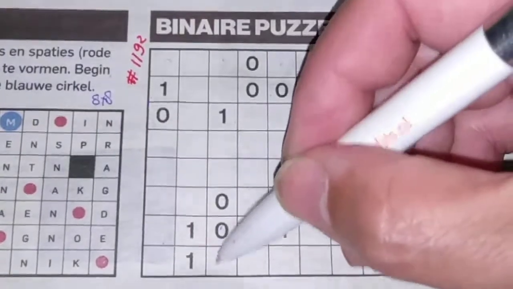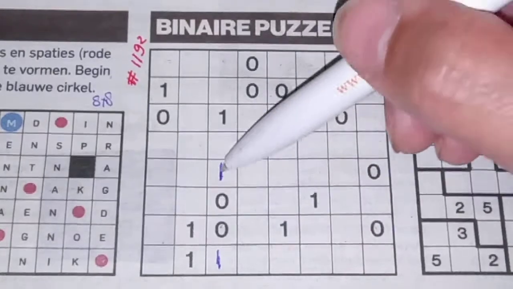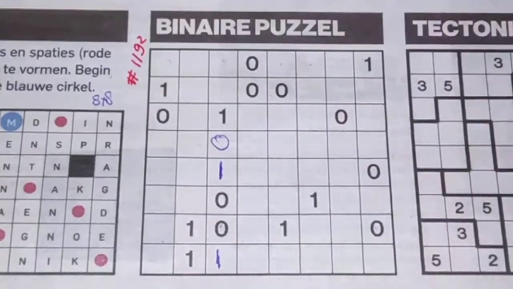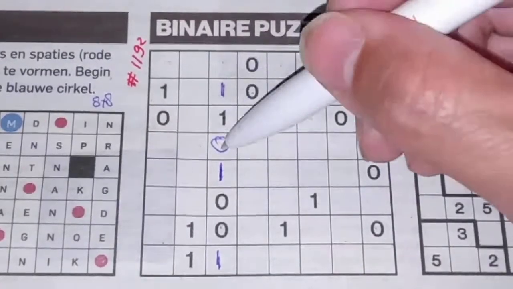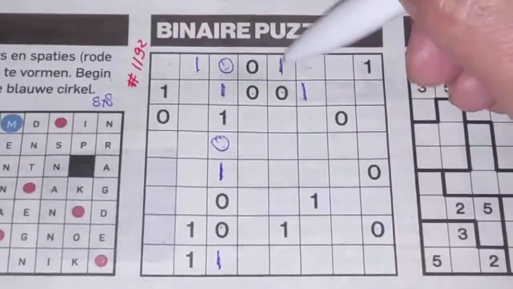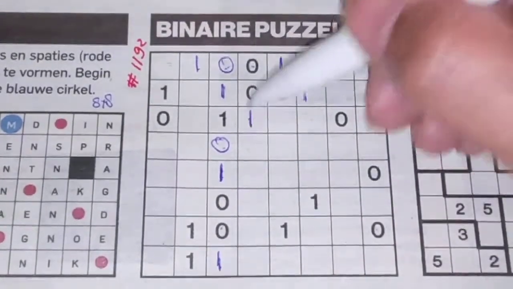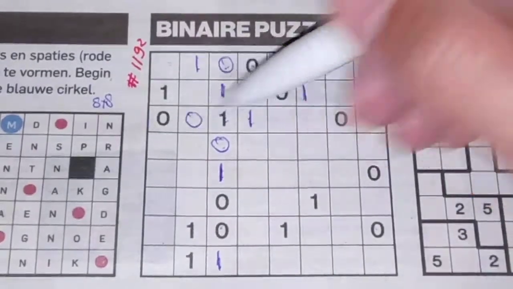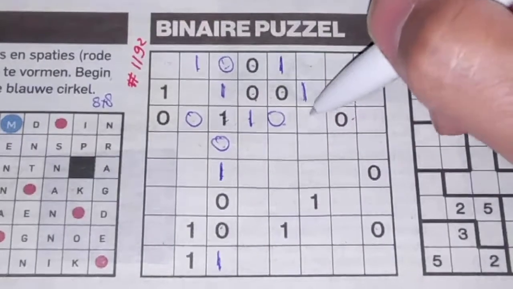Double O, here one, there one. Between two ones comes an O. Double O, here one, there one. Double one, here an O, there an O. Double O, here one, there one. Double O, here one, there one. Double one, here an O, there an O. We have four O's, so the rest are ones.